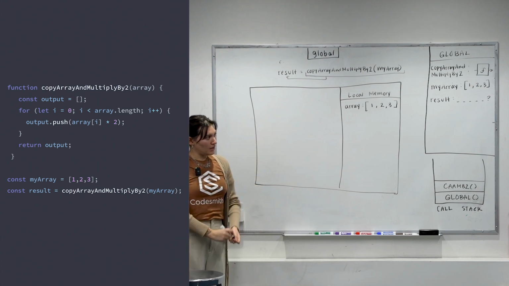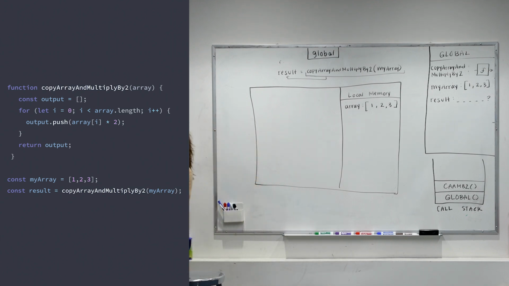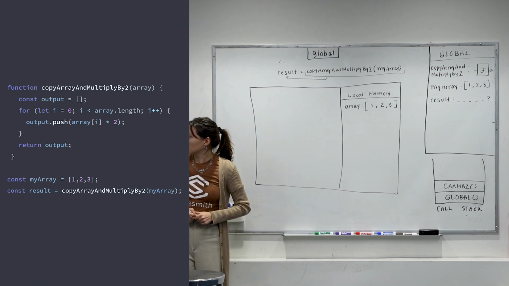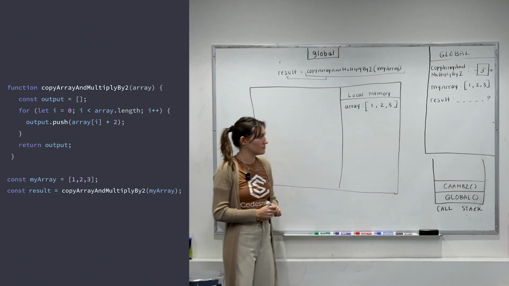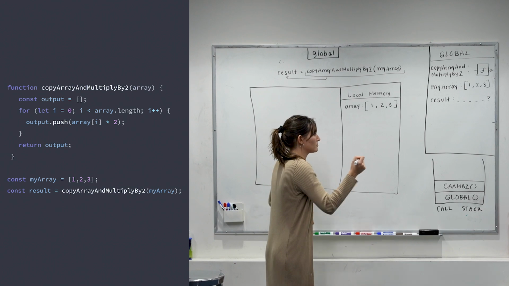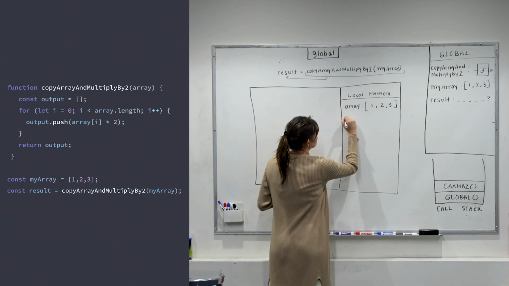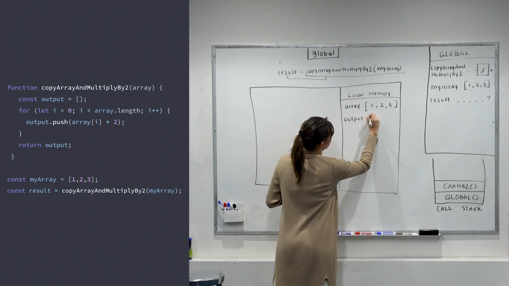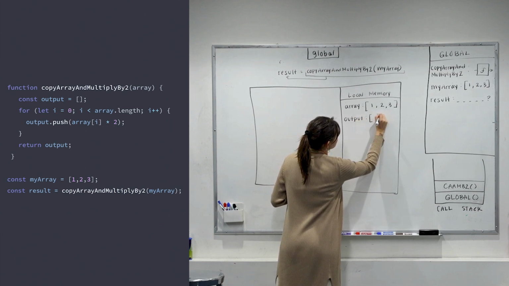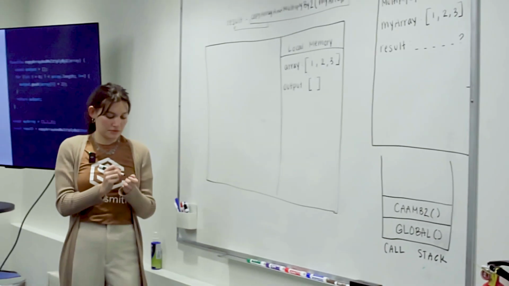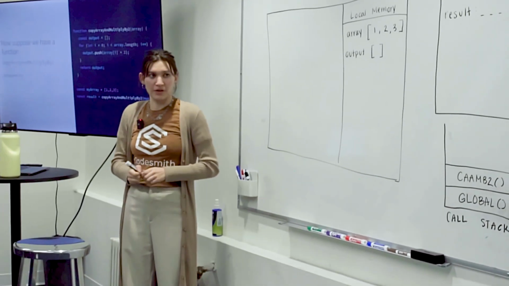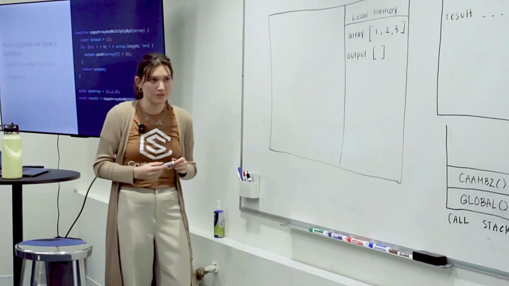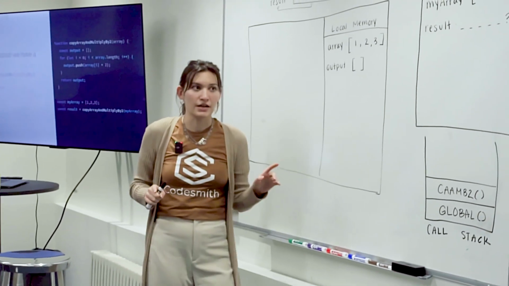Okay. Now we're going to enter the function code block. And so we'll declare in local memory a constant with the label output, and assign it an empty array. Super duper. And then what do we do next? Then we're going to enter a for loop. Okay. Cool, cool, cool. So I'm going to stop us right here.